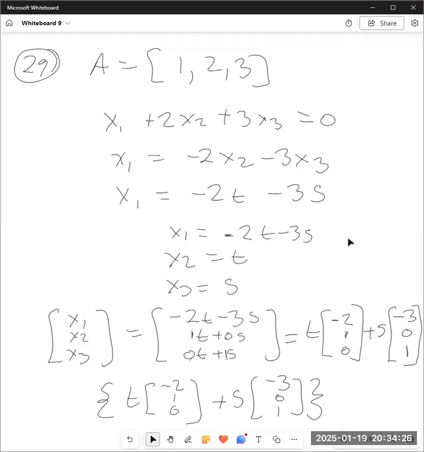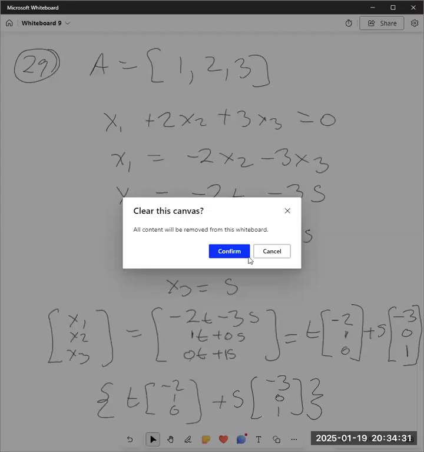Let's go ahead and do number 35 next. 35 says it's the same thing. Yes, I want to find the null space of 35. So A equals 5, 2, 3, -1, 2, 1.